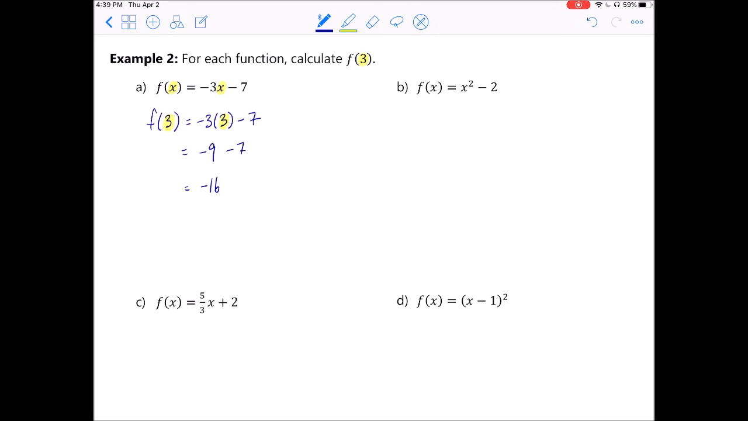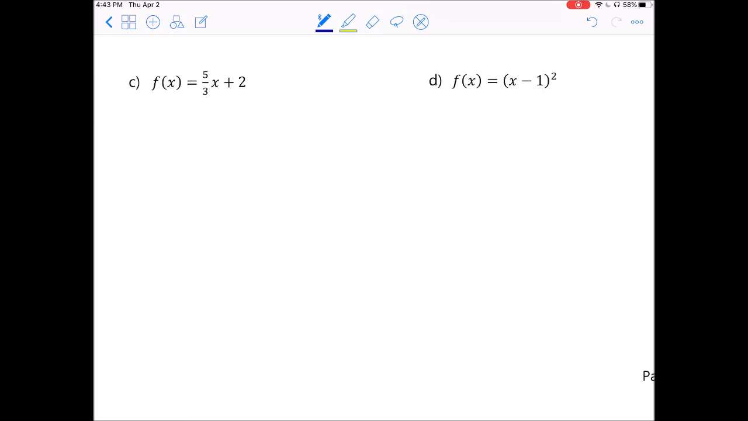Same idea for part B. f of 3 equals 3 squared minus 2. Back to order of operations, exponent first. So 3 squared is 9. We minus 2, so we get 7.